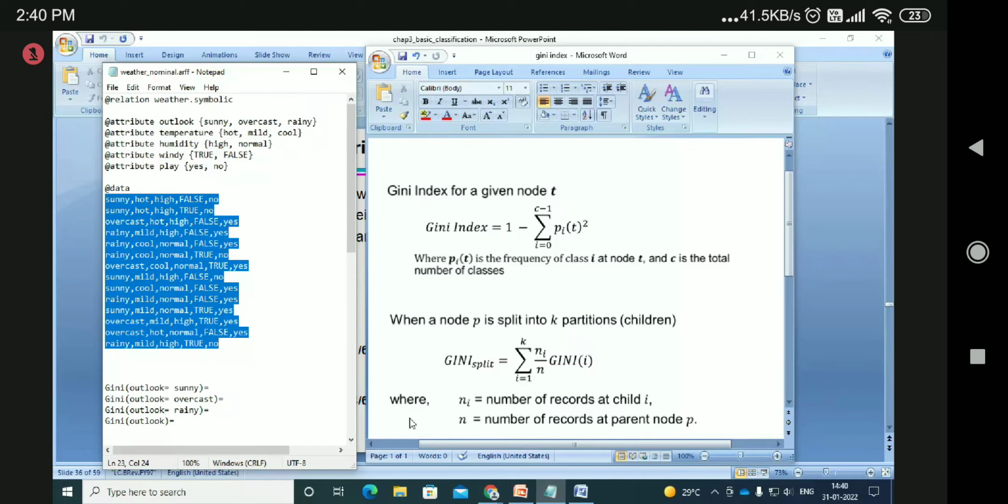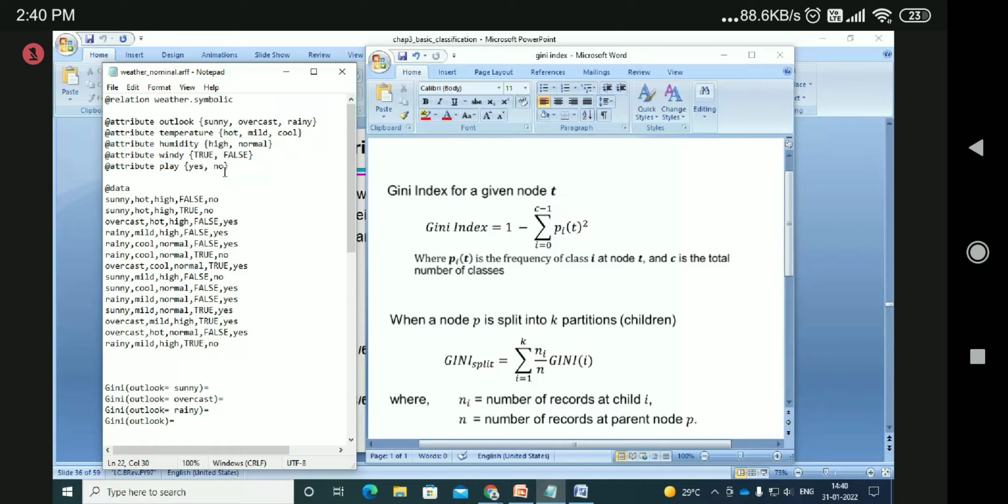For that, you can find out the Gini index of the data set. So you have to find out the Gini of split, which is the Gini if the attribute outlook is used for splitting. In order to calculate this, I have to find out the Gini when Outlook is sunny, the Gini when the Outlook is overcast, and the Gini when the Outlook is rainy, because Outlook is an attribute which can take the values sunny, overcast and rainy. It will have none of the values different than this.